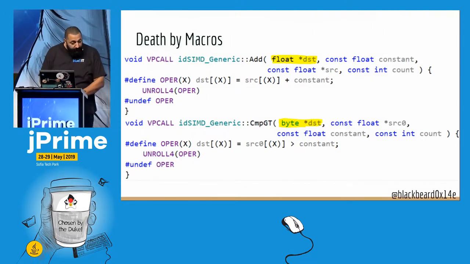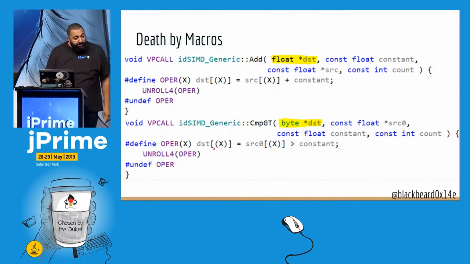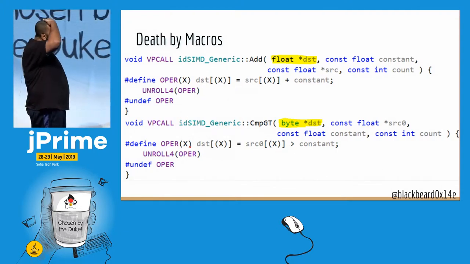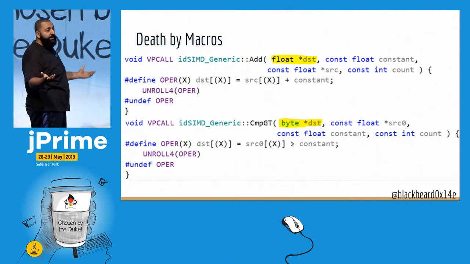Let's see. Yes. If you look here at the unroll 4, which is the same macro, you use the same macro in two different methods with very different types. The macro doesn't care as long as it compiles.